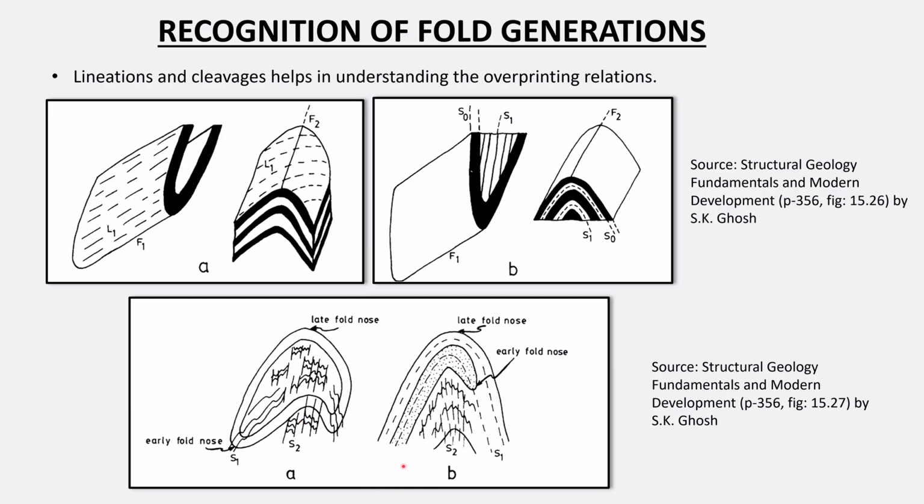In this case also we have a first generation fold, whose axial plane cleavage is S1, and it suffers second generation folding, and due to this we get the H2. This is the second generation axial plane.